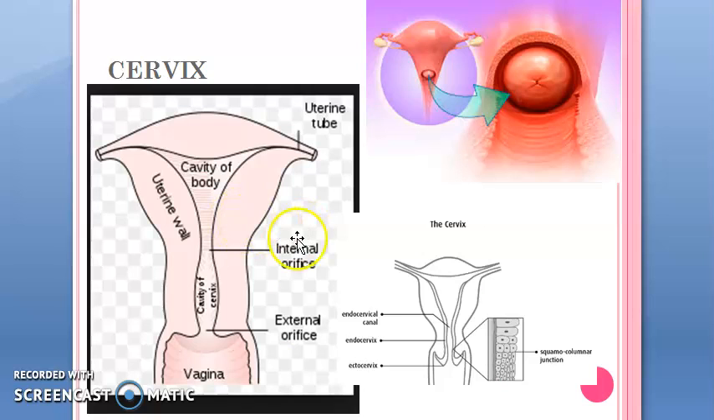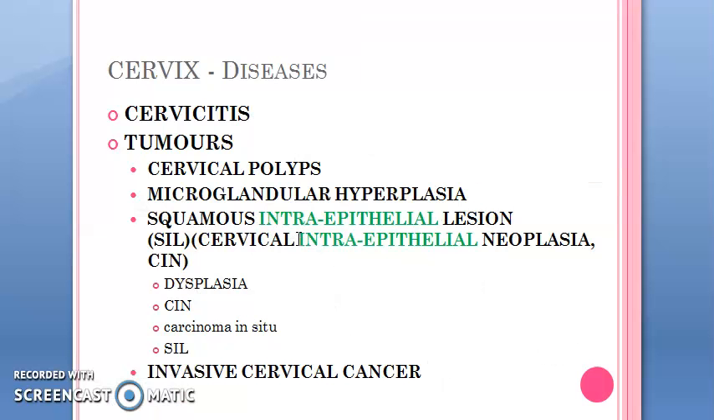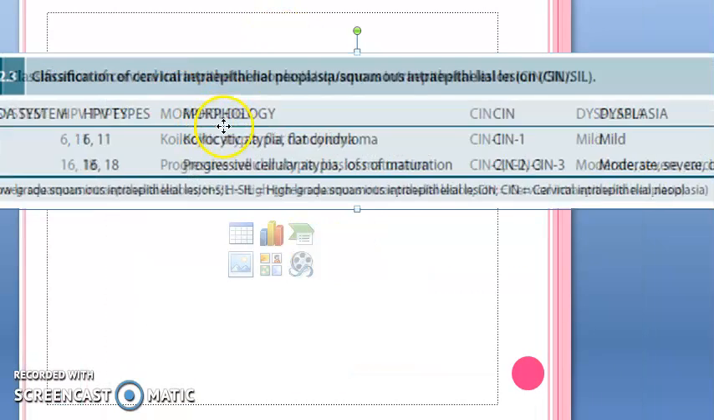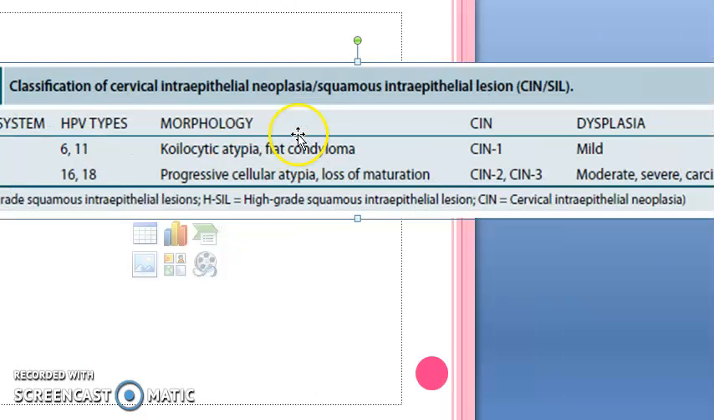Okay. So let's just revise. This is the cervix structure, diseases. Intraepithelial neoplasia is important. In this, the types we have discussed. Let us read more about this again.